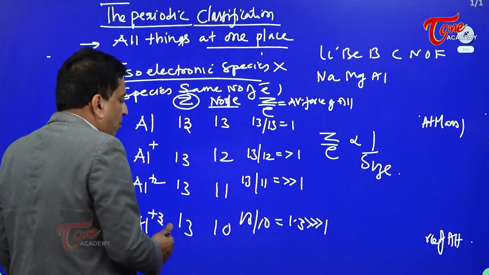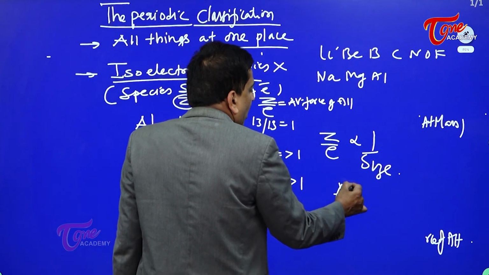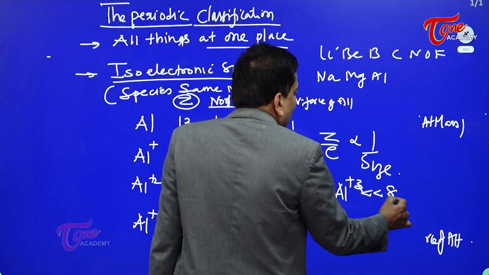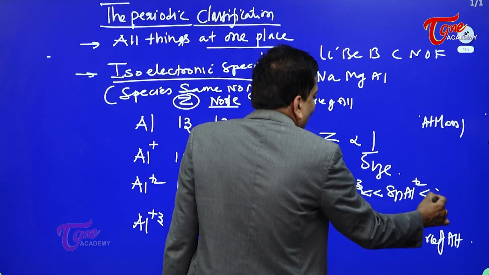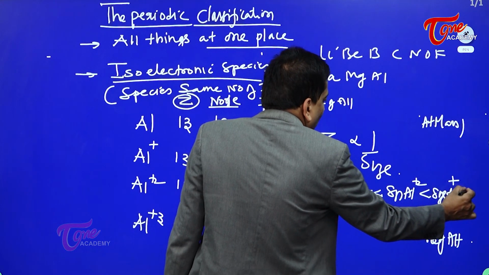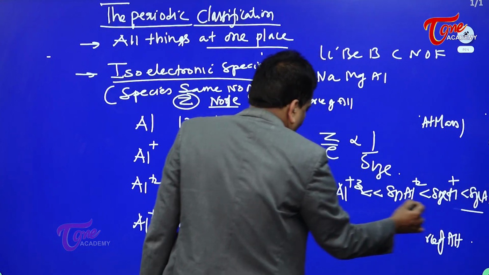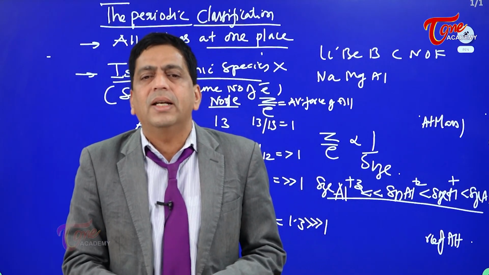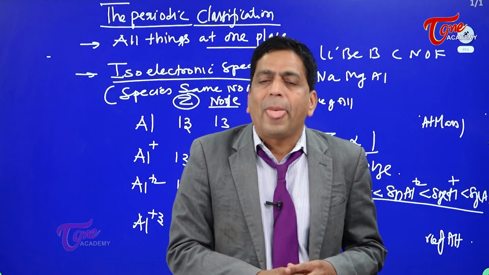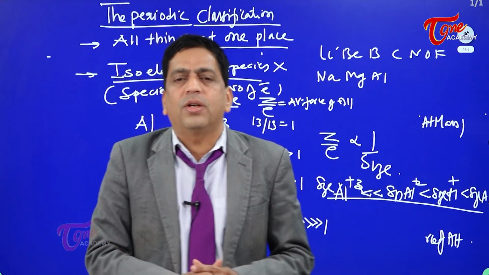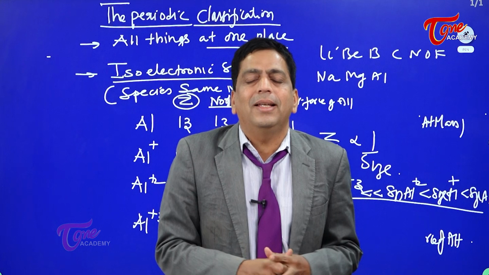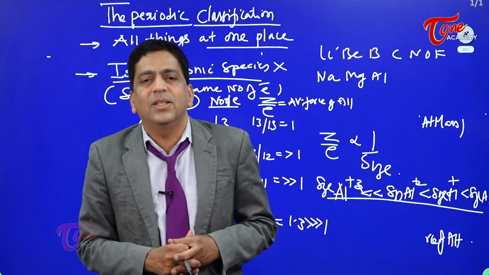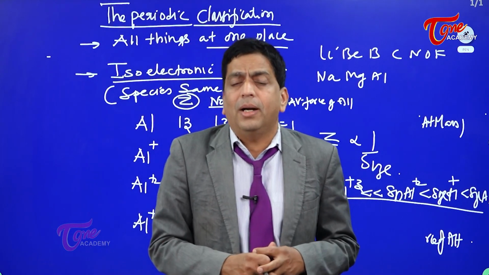The greatest Z by E you find in aluminium plus 3. So the size of aluminium plus 3 is less than the size of Al plus 2, less than the size of aluminium plus, less than the size of aluminium. That is how the trend of sizes in aluminium when they are not isoelectronic is determined. It is basically the average force of attraction through which you can determine the sizes. It's about Z by E.